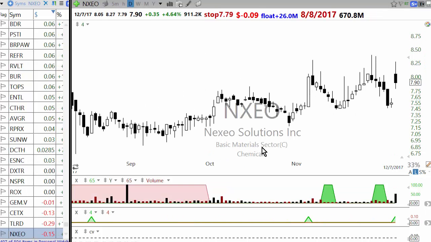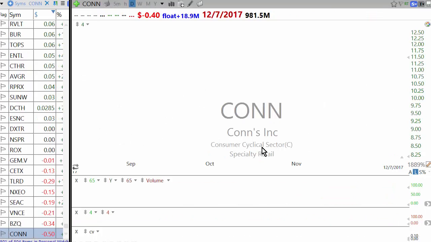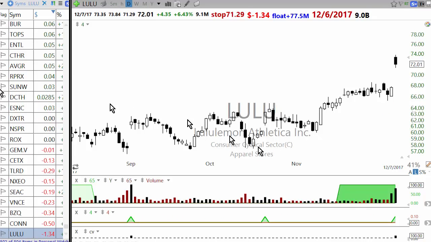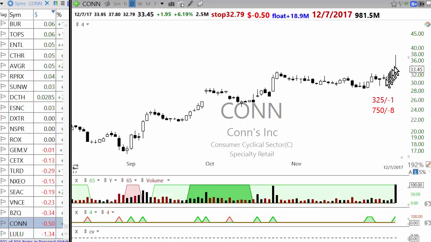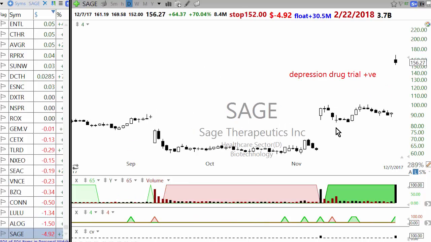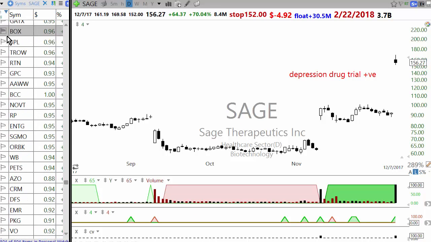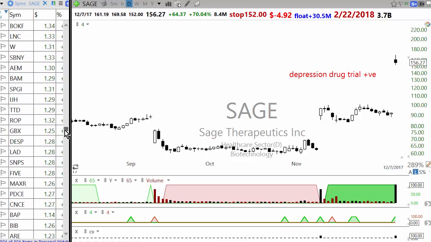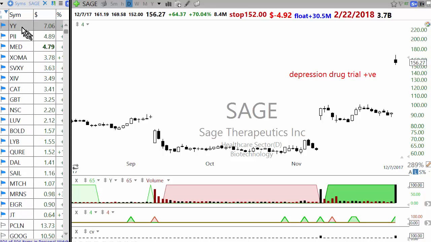Mostly, some of these are gap ups. This stock, intraday at some stage in the morning, looked very nice as a breakout. Now it faded. It ended up giving up all the gains. Lululemon, Alog, Sage. So out of these 504 stocks, what you have is possibilities.